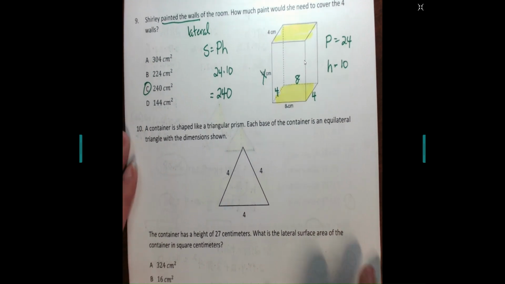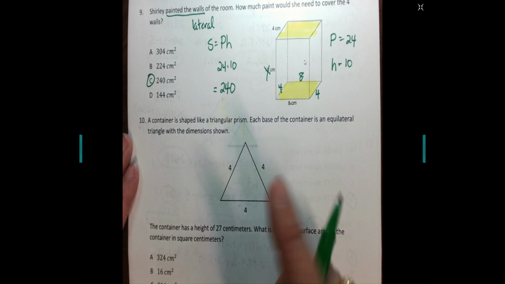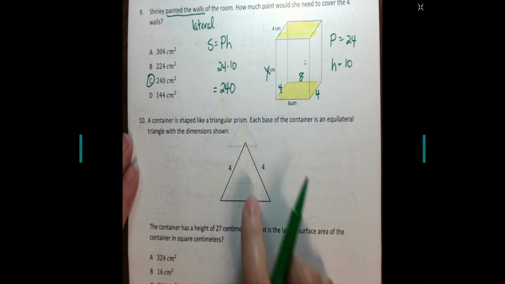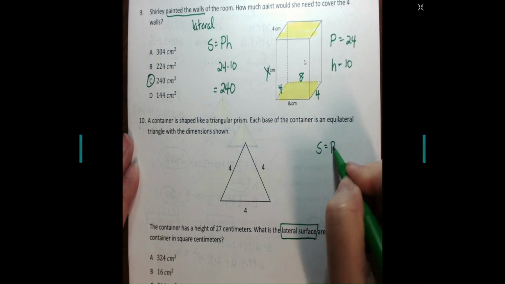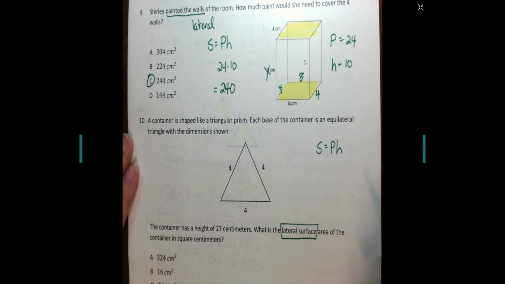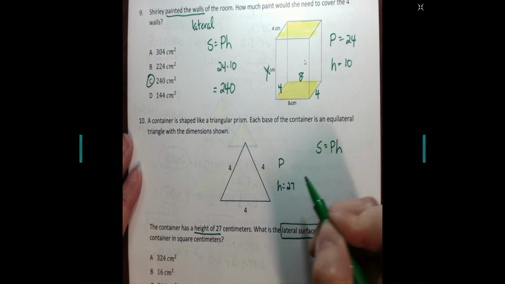All right. Now they kind of did a study on this one. They just drew the base. They didn't draw the whole figure. Okay, this is just the base. So this is the base of the figure, and it's asking me for the lateral surface area. So it's this formula. Okay, so where's the height? Tell me what the height is. It's right there, right?